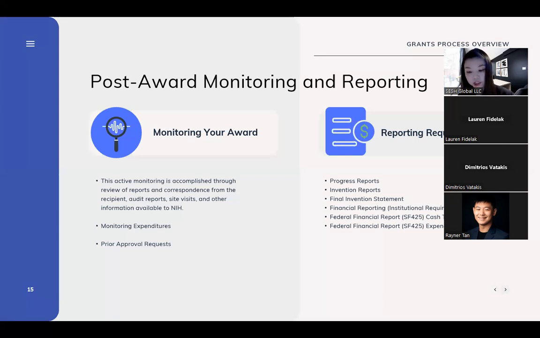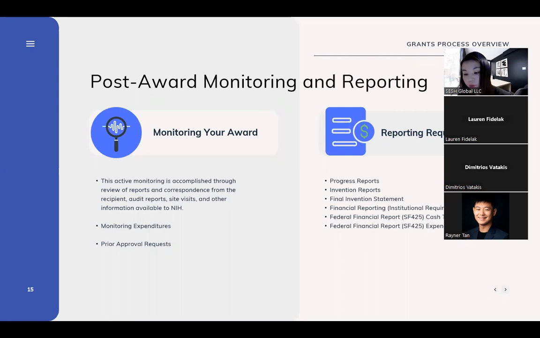If you have any questions, you can also contact the grants management specialist or the program official named in your notice of award. And you may also need to submit various reports due at specific times during the life cycle of a grant award. All reports must be accurate, complete, and submitted on time.